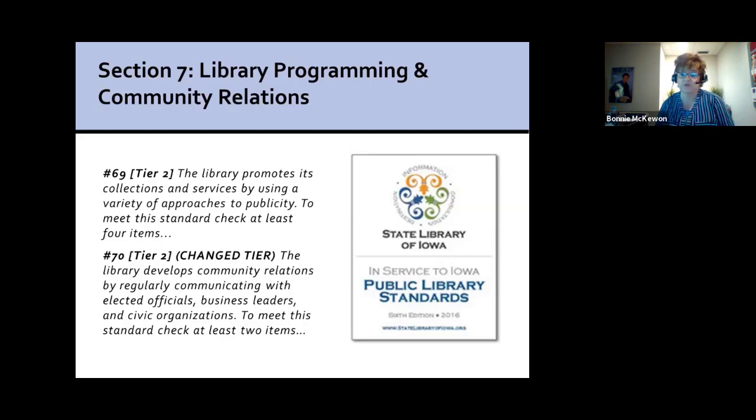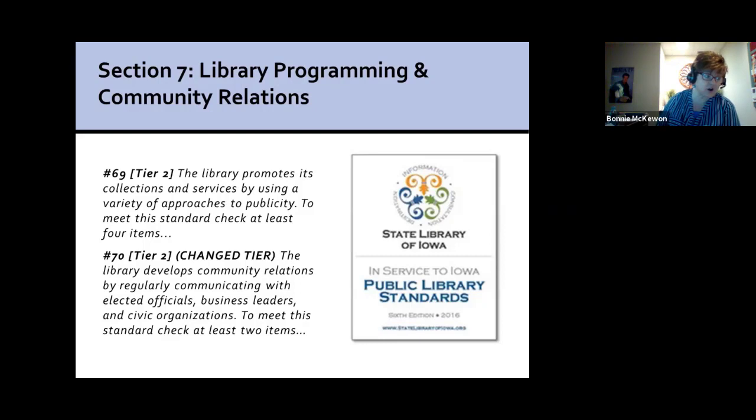So Standard 69 calls for the library to promote its collections and services by using a variety of approaches to publicity. Our traditional favorites certainly fit in there, summarizing your library's annual report for various audiences. Creating bookmarks and flyers, maybe even newsletters, are all great approaches to library publicity. And we will put forward that digital storytelling is now a new approach to library publicity.